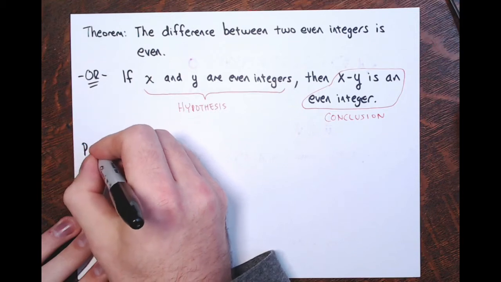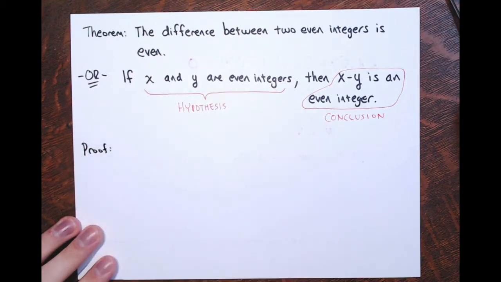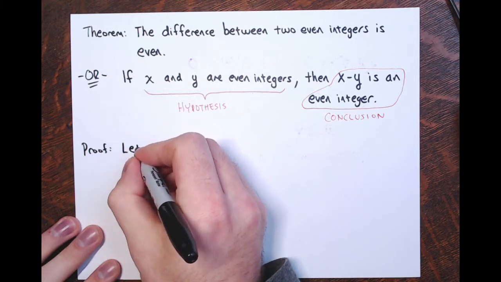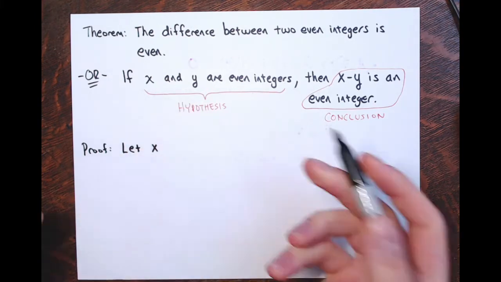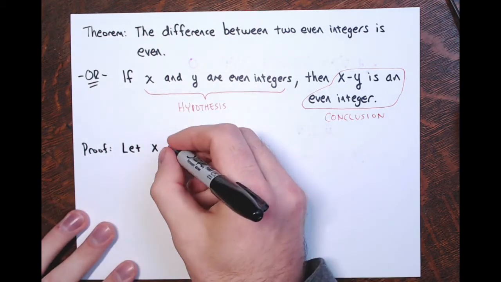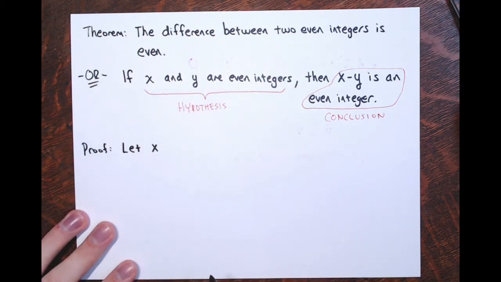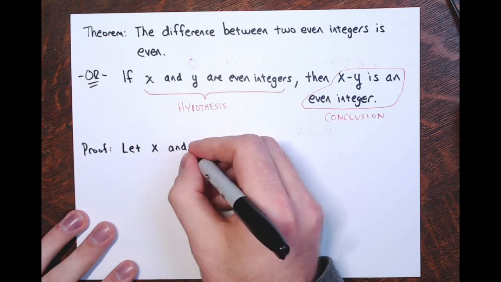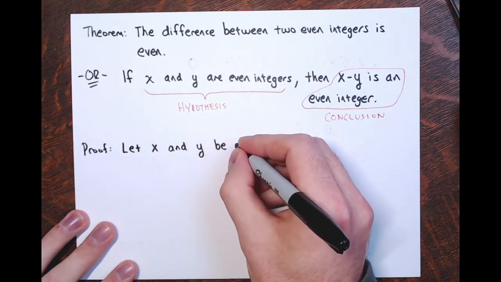Okay, so I start the proof. I'll indicate that the proof is beginning. And I'm going to say, let x and y, again, I'm going to introduce some variables, tell the reader what they are. And from the hypothesis here, start with the hypothesis. I'm going to say let x and y be even integers.